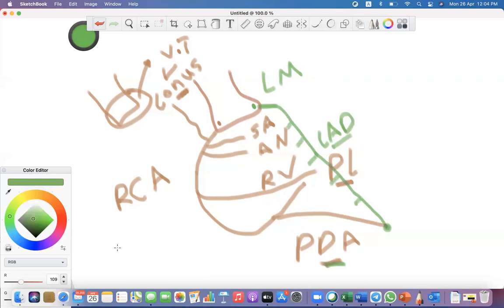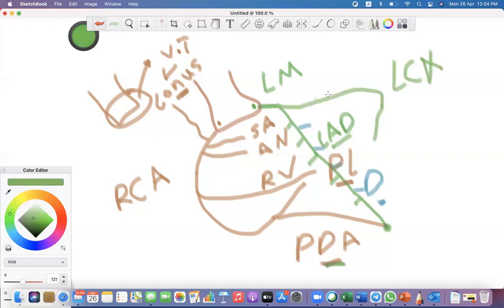And on the other side, it gives diagonal branches that run on the lateral surface of the heart, called D branches or diagonal branches. Then the other branch of the left main is called the left circumflex, and it is circumflex because it goes around the lateral surface of the heart. So we call it left circumflex, or abbreviated LCX.